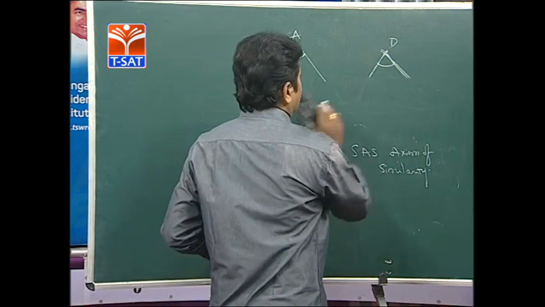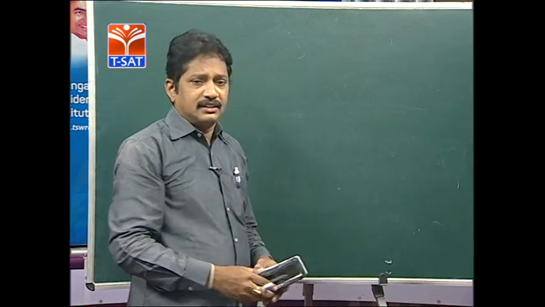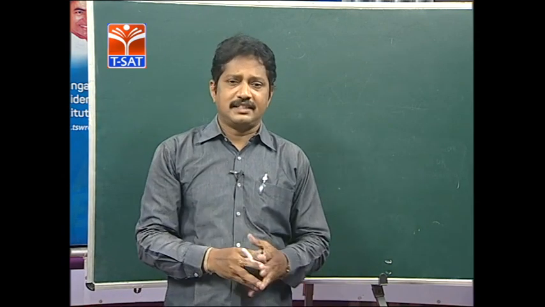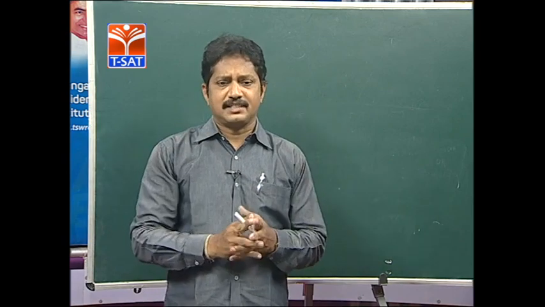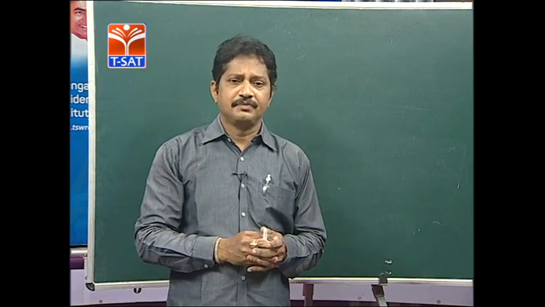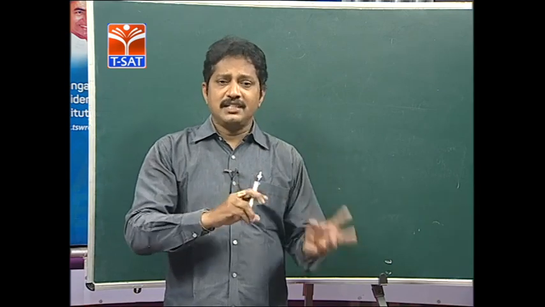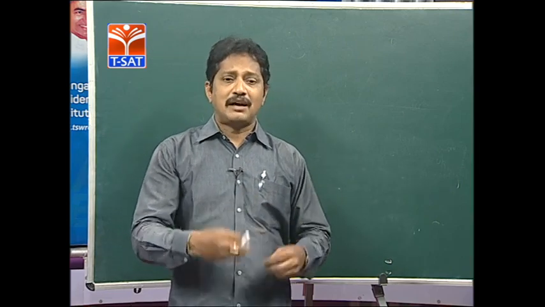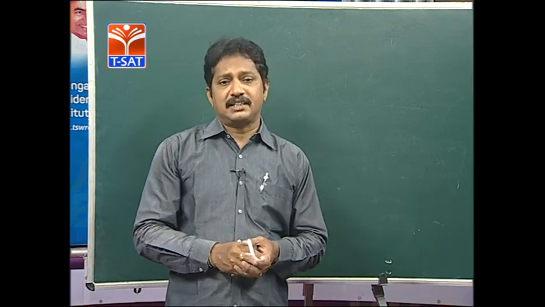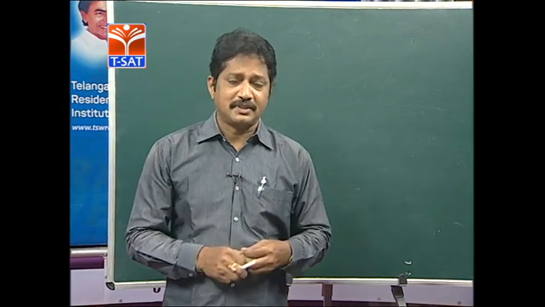Here give an activity to the children: construct two similar triangles. Ask them to draw two right angle triangles and just compare. When you change angles and sides, what are the criteria you have to obtain for the similarity of triangles? Ask them to find out. Clear? That is very, very important.